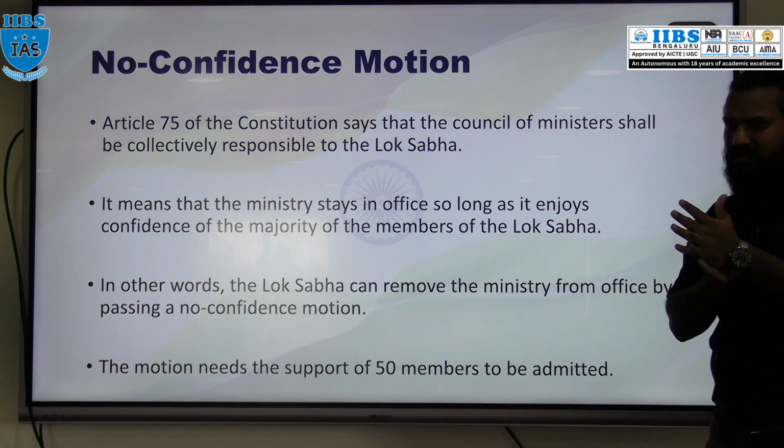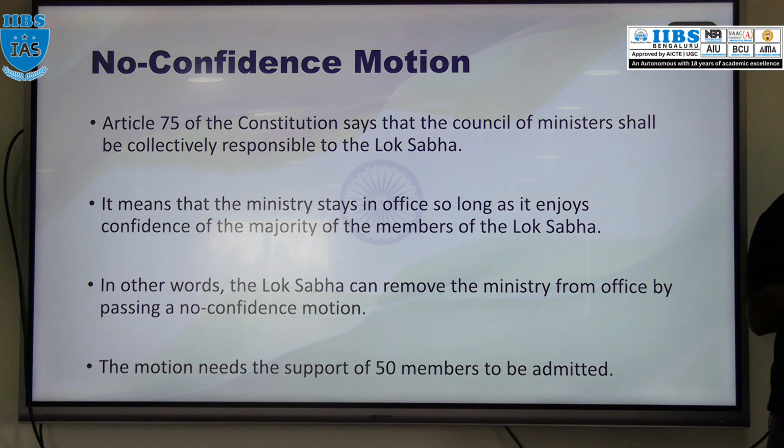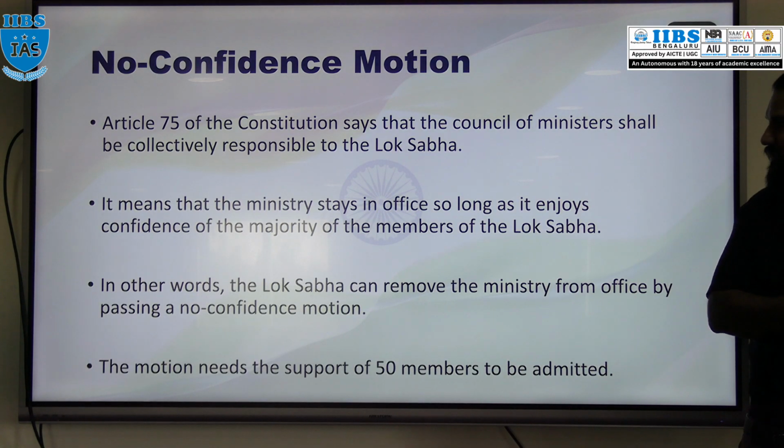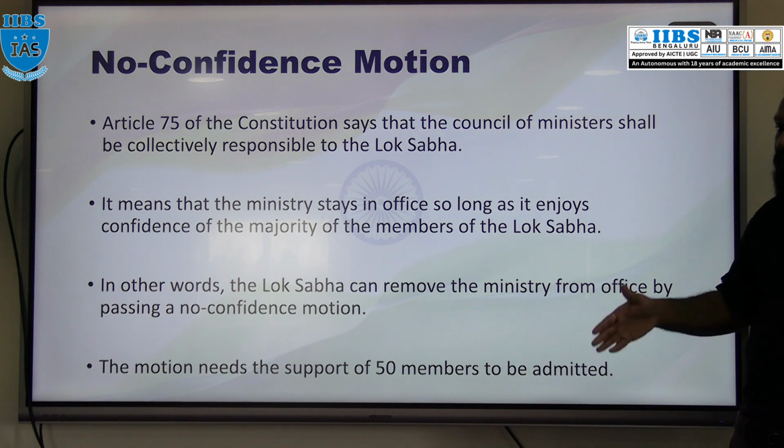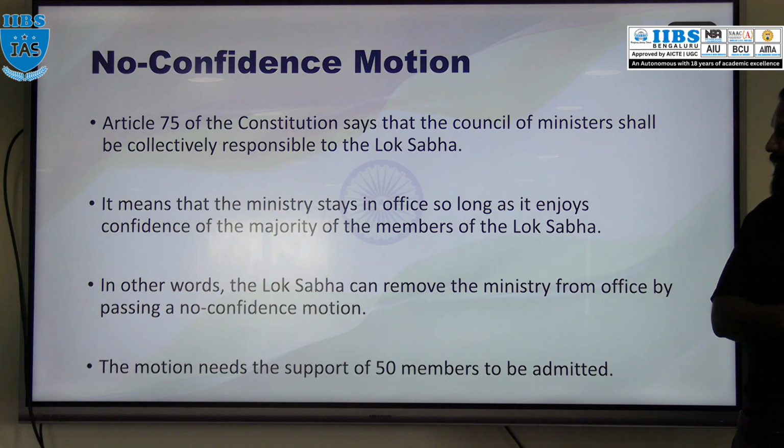So now we have the no confidence motion. Earlier we discussed that according to Article 75, the council of ministers are individually responsible towards the president and collectively responsible towards the Lok Sabha. And we also discussed that they can be removed by the president at any time, or if the no confidence motion is passed, then those ministers have to resign. So only the Lok Sabha has the power to remove the ministers from office by passing the no confidence motion.